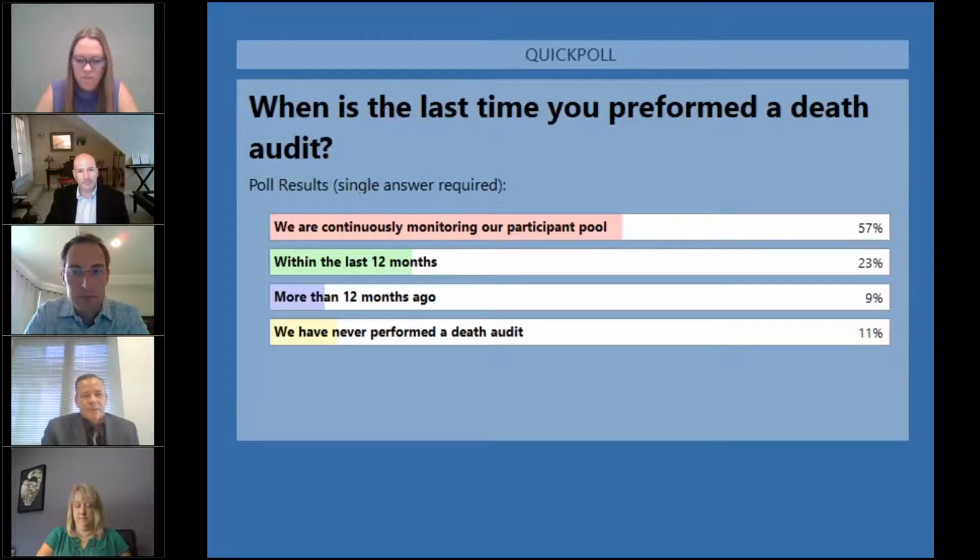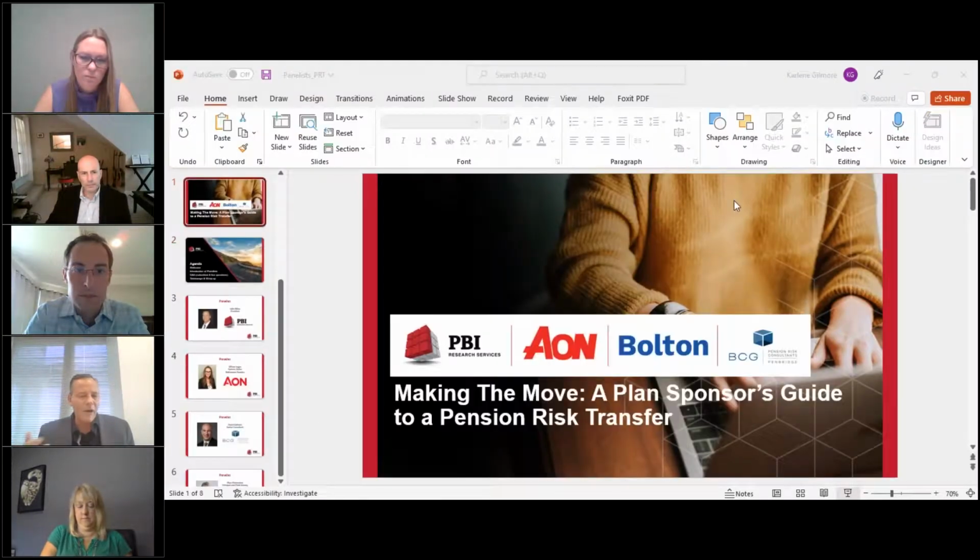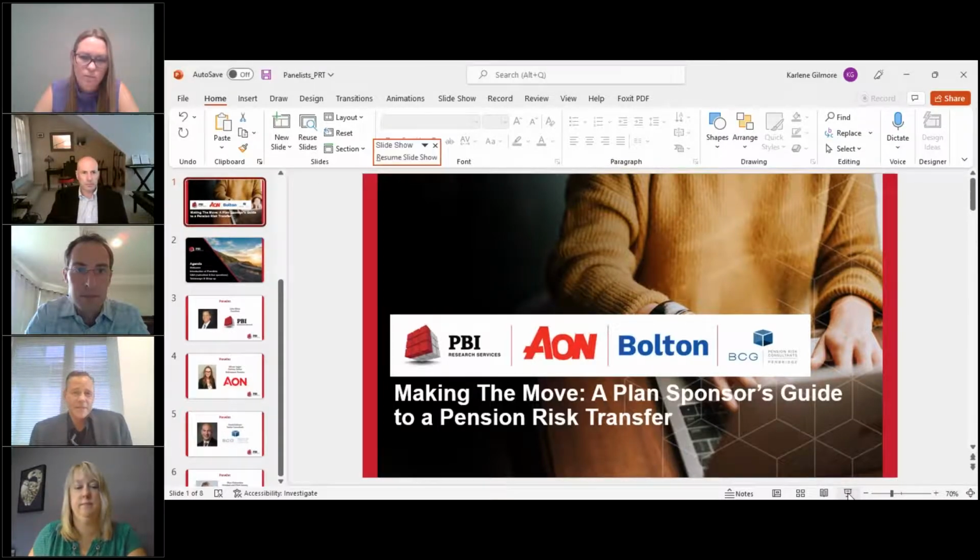Okay. So it looks like a lot of people are continuously monitoring their participant pool. Once again, keep in mind, the processes for monitoring that we found can be lacking, only because of some of the resources necessary to do that accurately in today's world. We can talk more about that offline and what PBI can offer that's different in the marketplace. But that being said, whether it's a death audit or updated PII, David, first to you, and then Ellen to you afterwards. How is accurate data helpful throughout the pension risk transfer process?